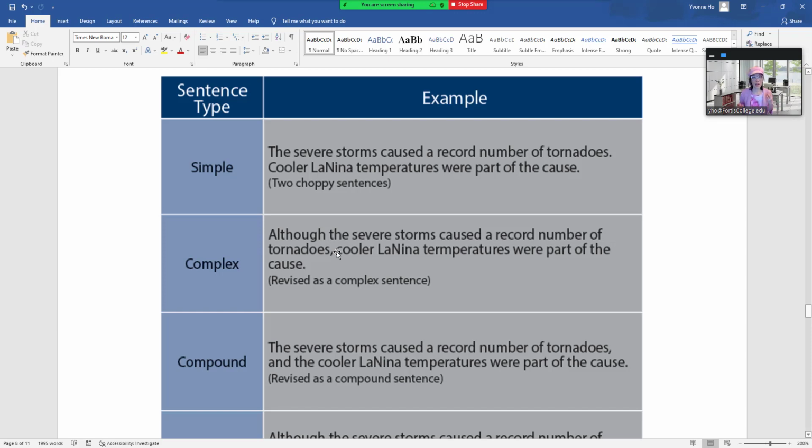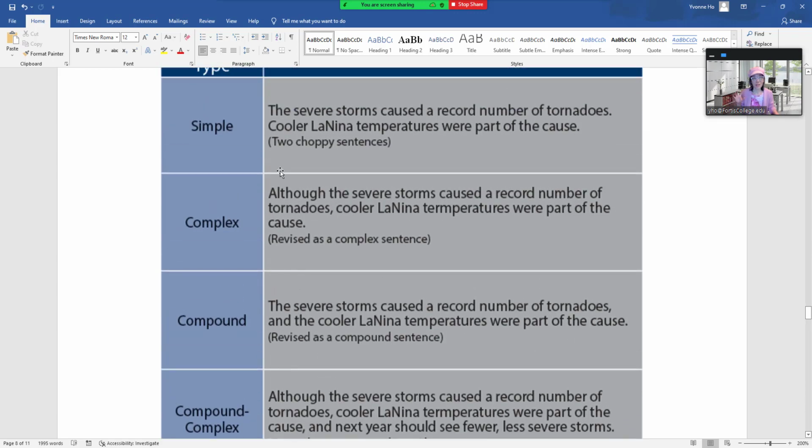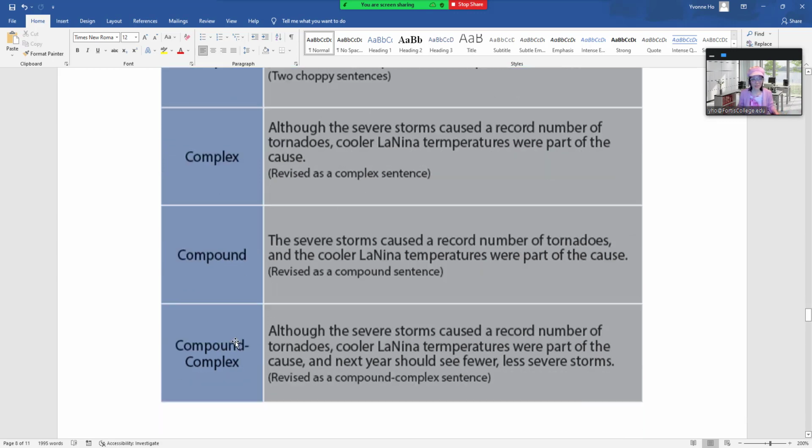So here I revised these two simple sentences as a complex sentence because I have a dependent clause and an independent clause, because I use the subordinating conjunction although. Another way I can combine these two simple sentences is to use FANBOYS: and, but, or, nor, so, yet. So here I'm going to revise it as a compound sentence. The severe storms caused a record number of tornadoes, and the cooler La Nina temperatures were part of the cause. So that would be the compound sentence.